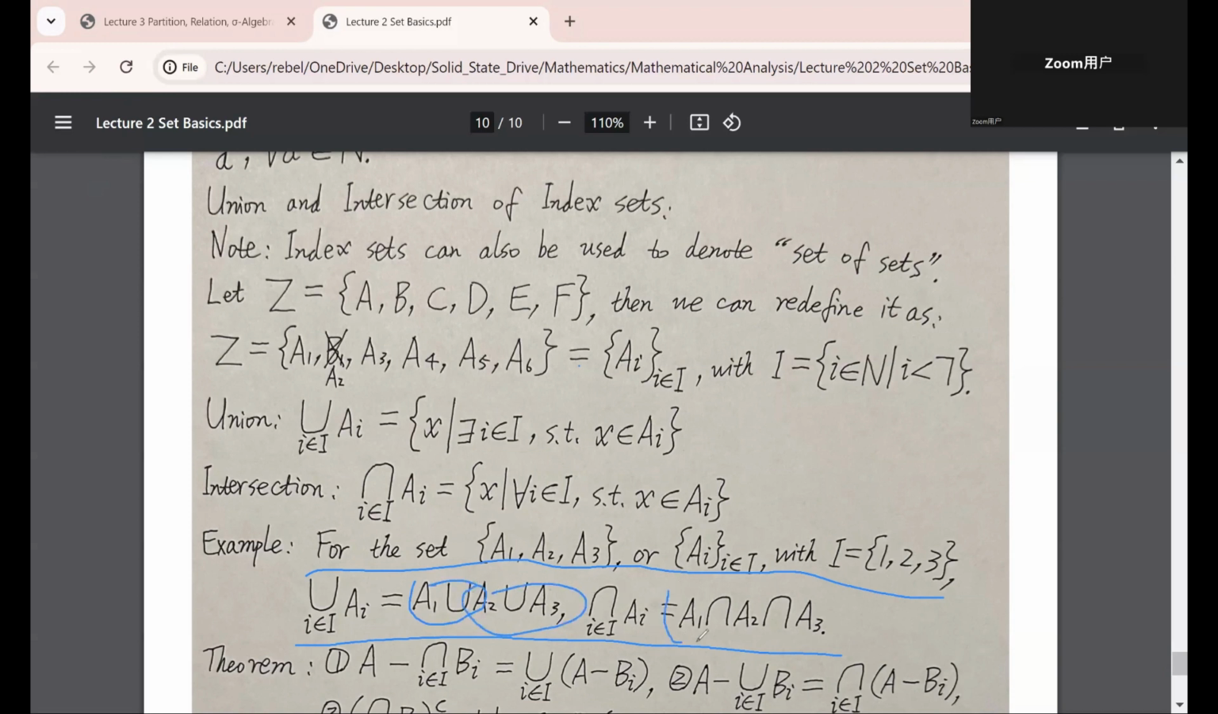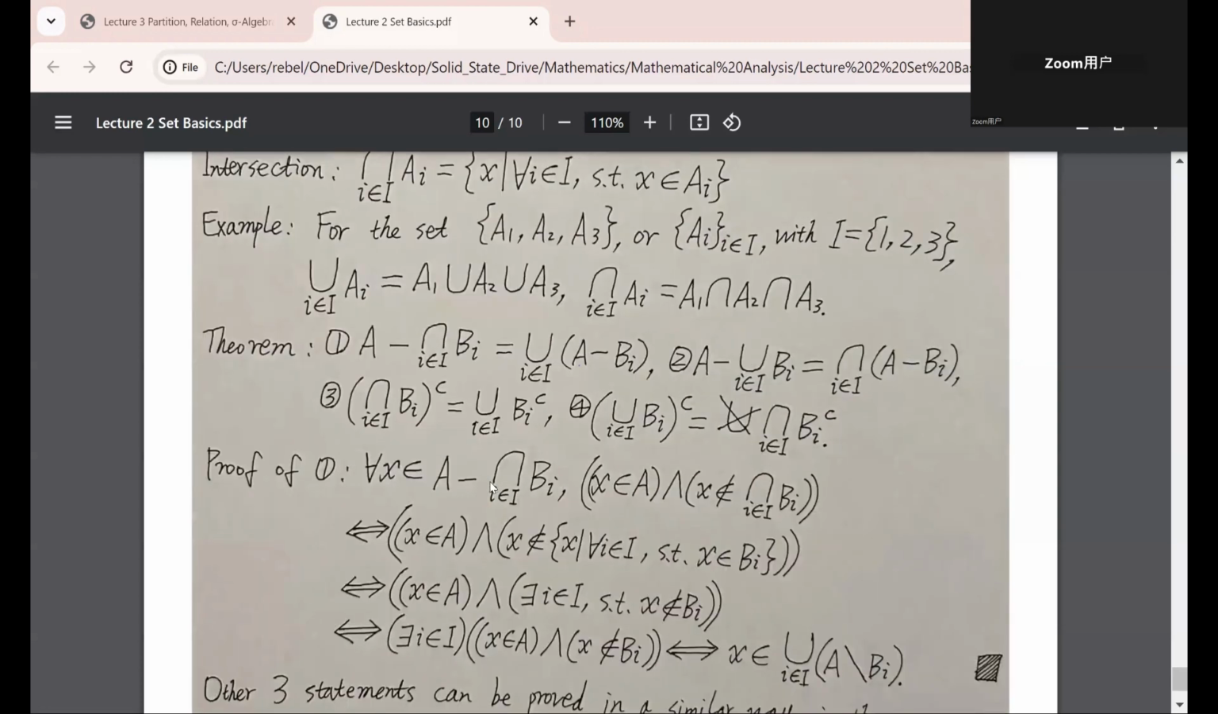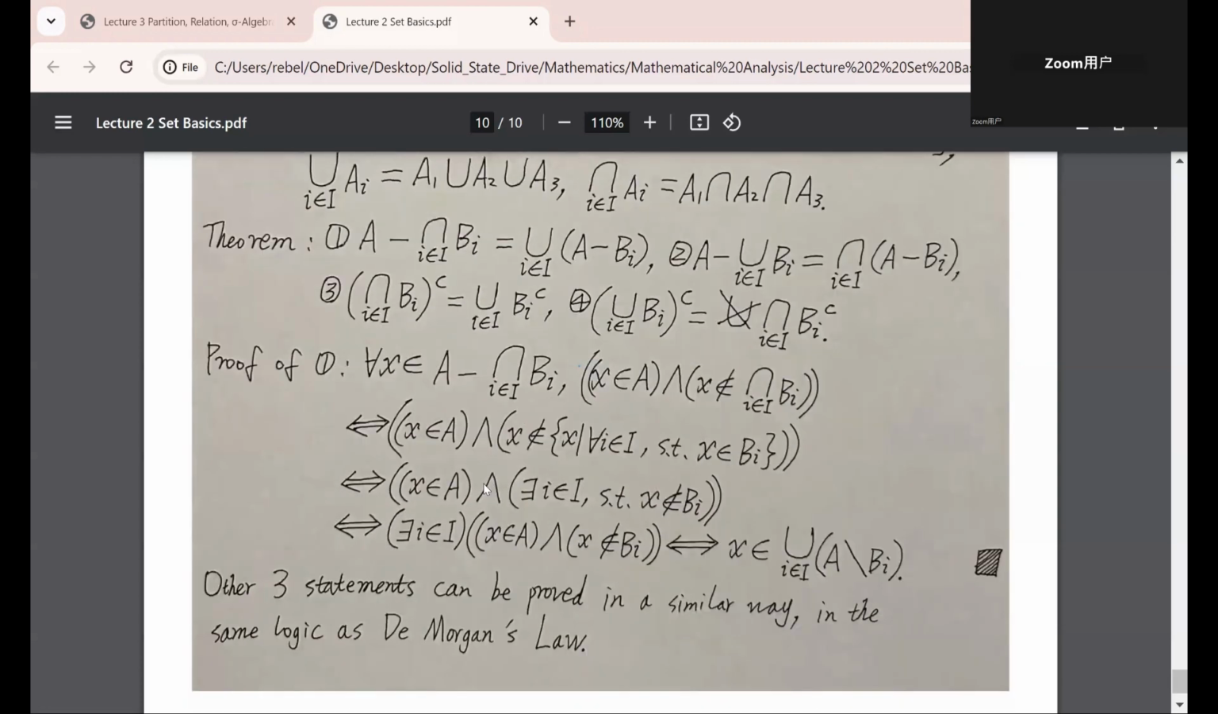And the intersection is intersection over them. So this is another, I would say, maybe more intuitive but not rigorous way of thinking to indicate the intersection and union of the index set. And there are some theorems regarding that.